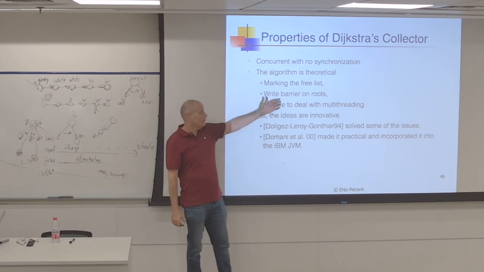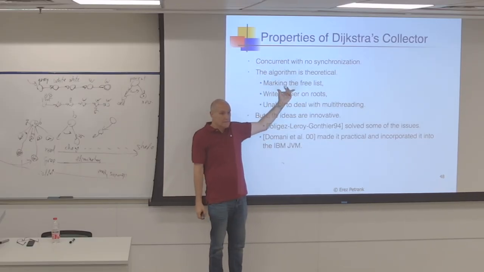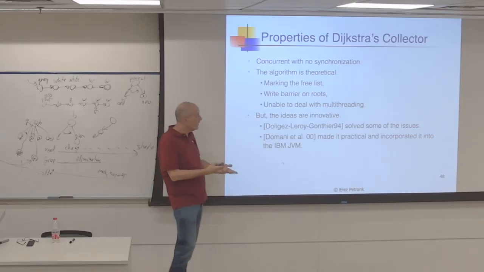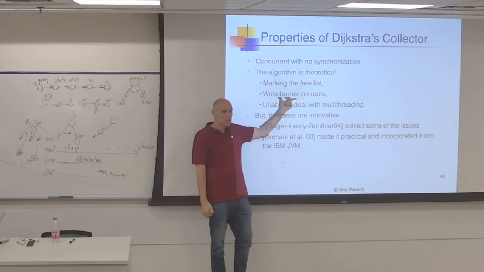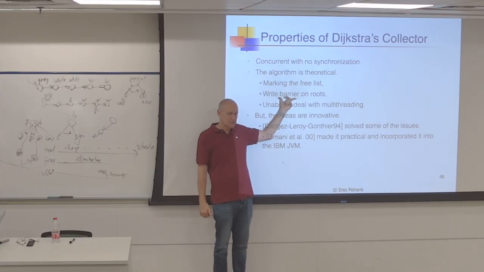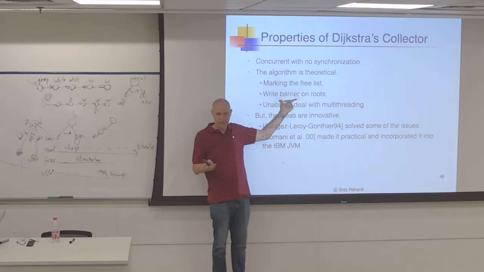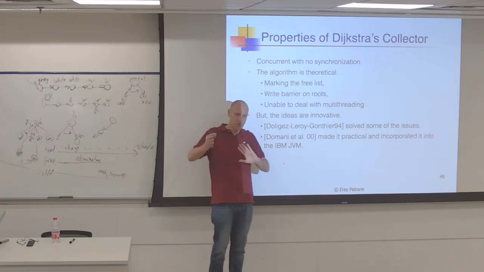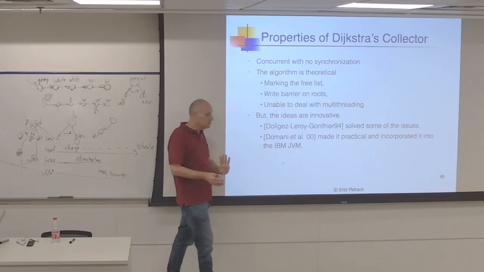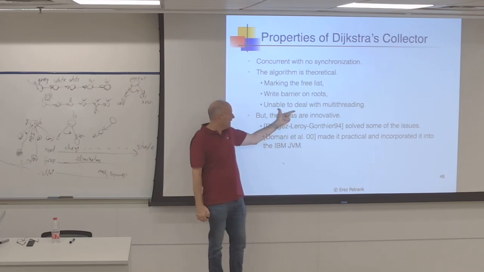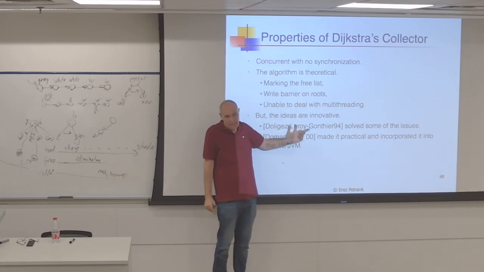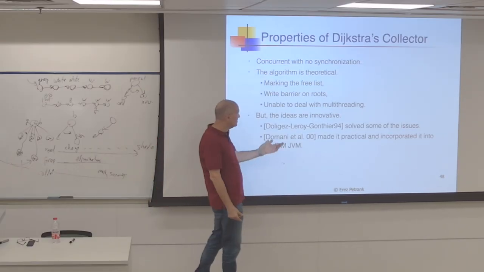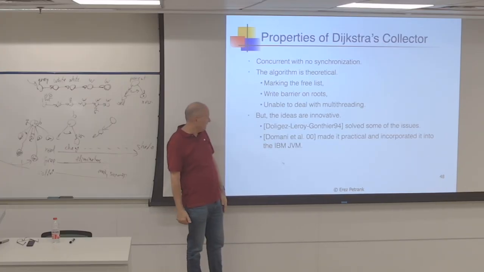And the algorithm is theoretical. First of all, no one would imagine marking the free list. This is a waste of time. You don't want a write barrier on the roots. We'll talk a lot about this when we do concurrent. This will be one of the challenges. We don't want to see if roots are changing because that takes a lot of the time of the program. It's unable to do multi-threading, which is really a killer. This is not something that could be used today because many programs are multi-threading.